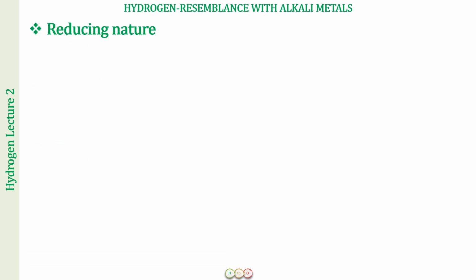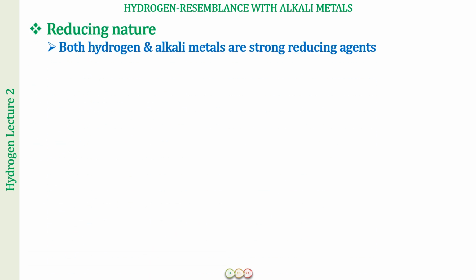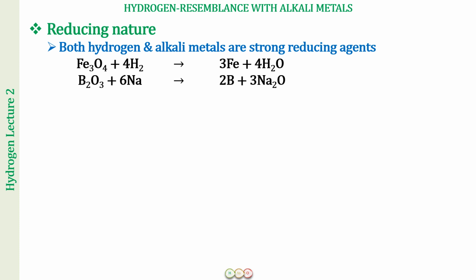Next we have a similarity in their reducing nature. If you look at hydrogen and alkali metals, they all are strong reducing agents. For example, when hydrogen reacts with Fe3O4, we find that hydrogen acts as a strong reducing agent. It reduces Fe3O4 to Fe. Similar to this, sodium also reacts with B2O3. It acts as a strong reducing agent and reduces B2O3 to boron. So both hydrogen and alkali metals are strong reducing agents.